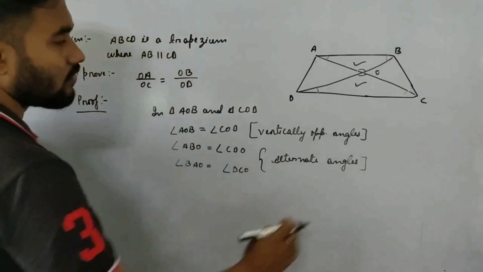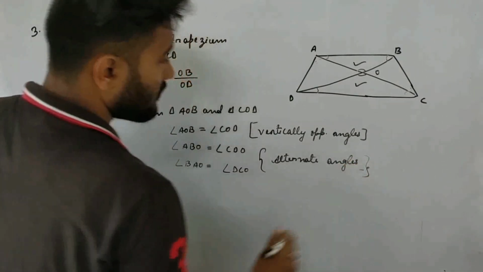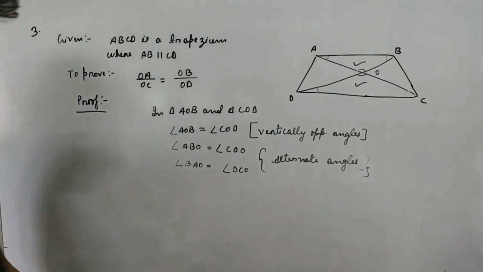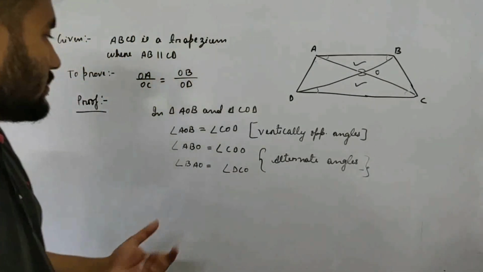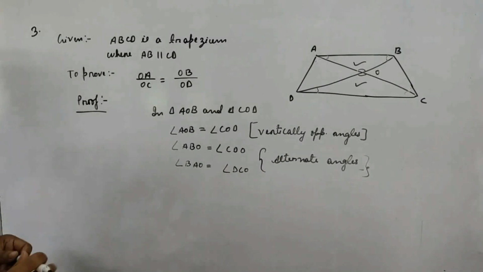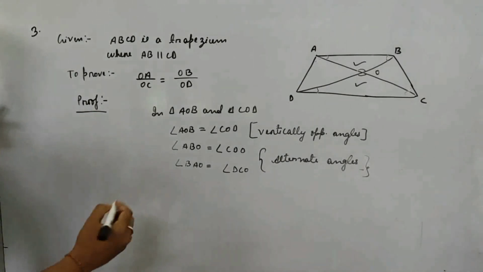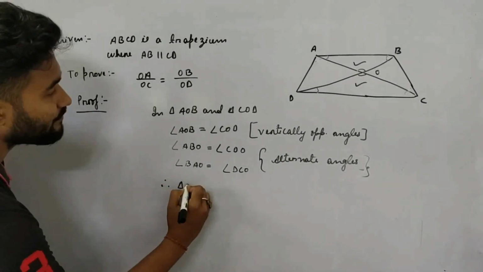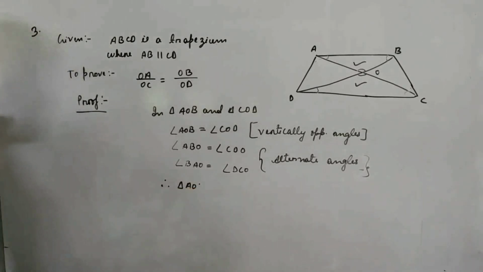Alternate angles. So see, we have got three pairs of angles equal. First pair, second pair, third pair. So we can say what? Therefore, triangle A. While writing, be careful.